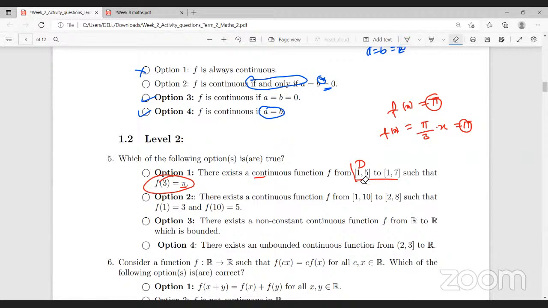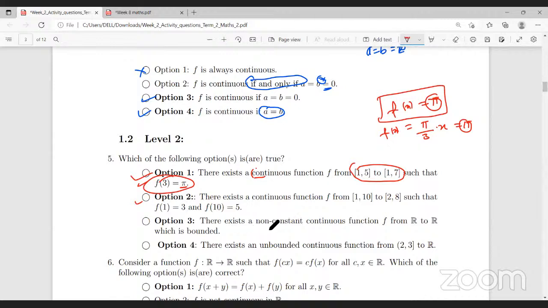Sir, the domain part is 1 to 5 and the range 1 to 7. So how to put f of 1 equal to f of 5 like that? If you put x equals 1, I will get the value from 1 to 7, right? So this is a constant function, right? It is continuous everywhere in the domain also. So this is one of the functions. So this option is true, right? There exists a continuous function. We have to think about any function such that it is in the domain and it is giving me this particular value. Same for option 2 also.